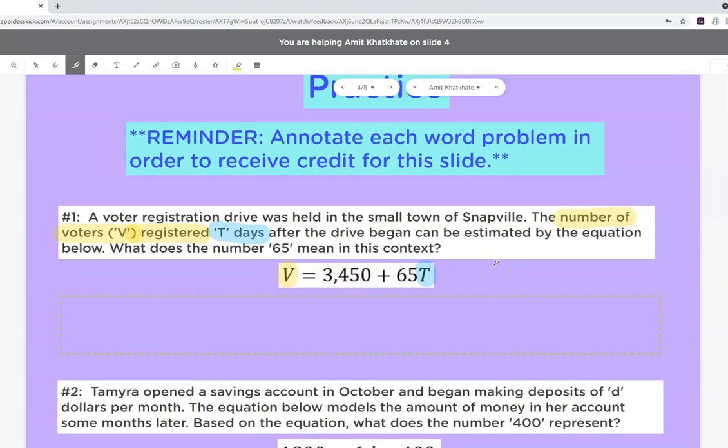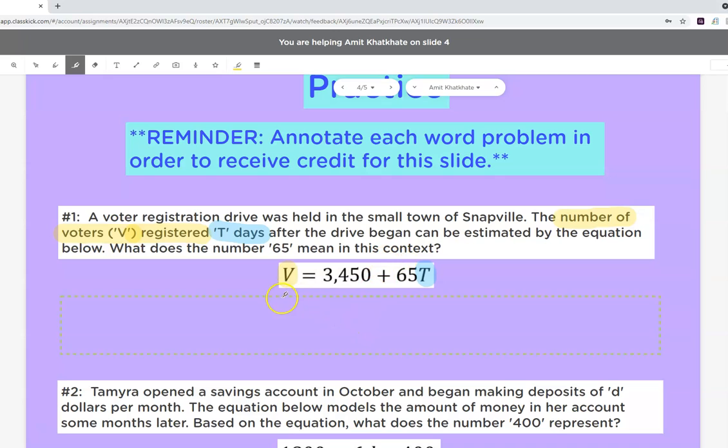Okay, and now I need to break down this equation as far as what is what. It's only asking for number 65, but I'm going to go through everything just so y'all can see it. Okay, the first thing is V. It's already told me what V is. V is the number of voters registered some amount of days after the drive began.